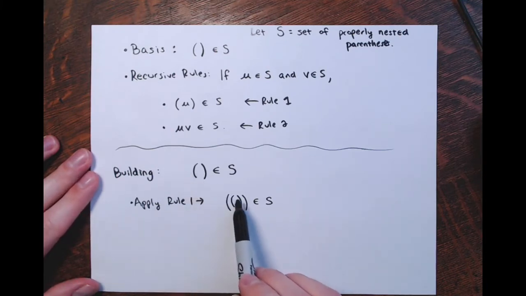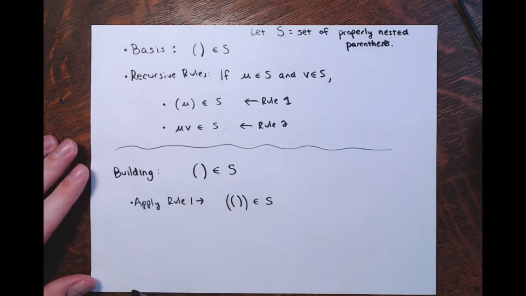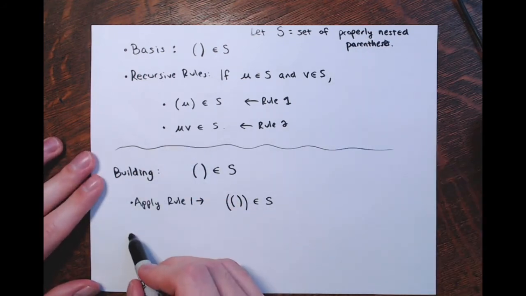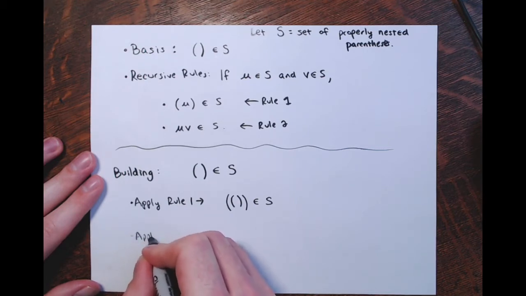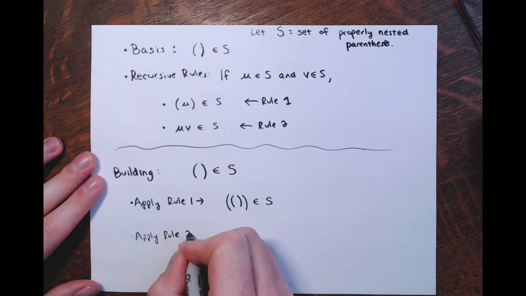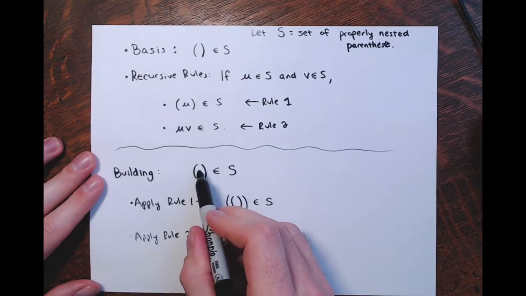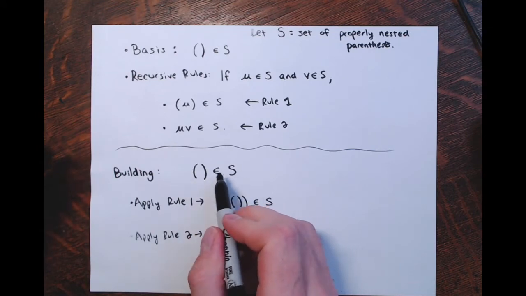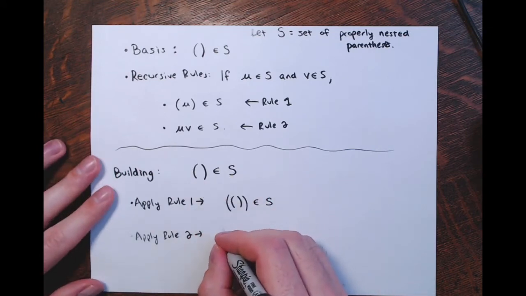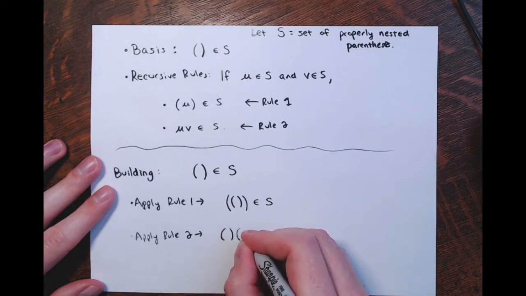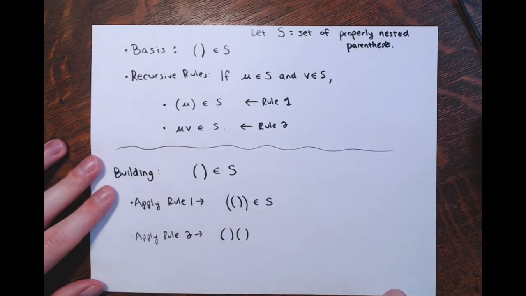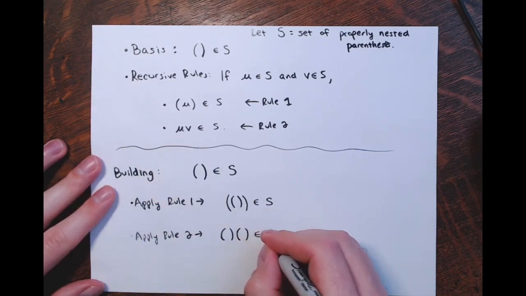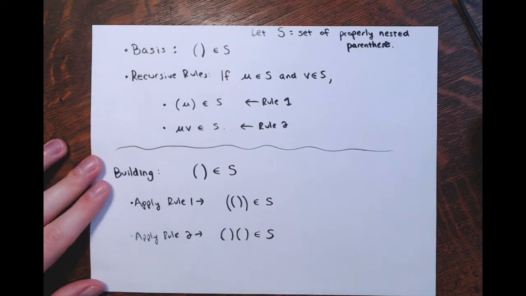Now I have two elements that are in this set, and I can apply rule 2 to two elements in the set. Or I could apply rule 2 to this element twice, because this element belongs to the set, so I could just put it next to itself. Say left, right, and then left, right again. That's the second rule: just put them next to each other. This is a sequence of parentheses that would be considered properly nested.